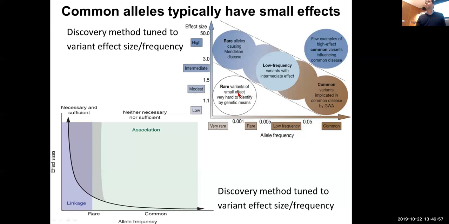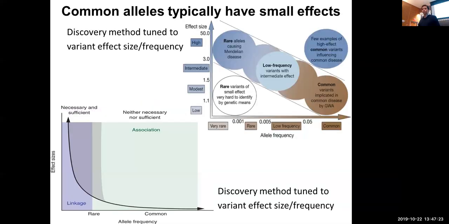Make sense? Everybody understands this picture fully? Awesome. So now, if you ask what the allele frequency is of things that are effectively causing the disease, that's what we call Mendelian mutations. So this is Mendelian disease. This is usually what's picked up by GWAS. And then there's a huge number of low frequency variants with intermediate effects, okay?